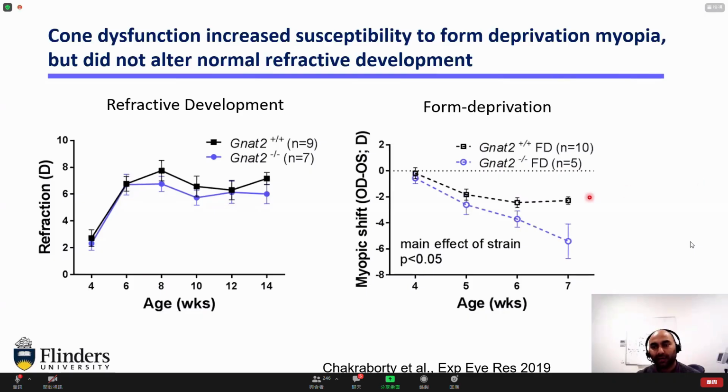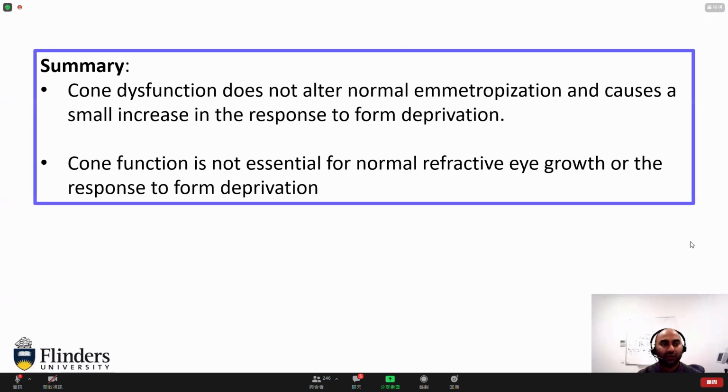When we looked at the form deprivation response, the GNAT2 knockout mice appear to have a slightly greater form deprivation response compared to the wild type mice shown in the black dotted lines. There was a significant effect of strain suggesting that this response was slightly greater, but there wasn't any significant interaction effect. So in conclusion, the cone dysfunction does not alter the normal emmetropization under normal refractive conditions, and it causes a small increase in response to form deprivation, but there wasn't any significant interaction effect, suggesting that the cone function may not be essential for normal eye growth or response to form deprivation in the mouse model.